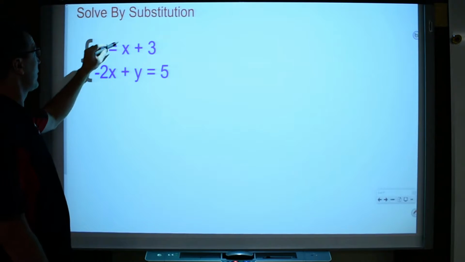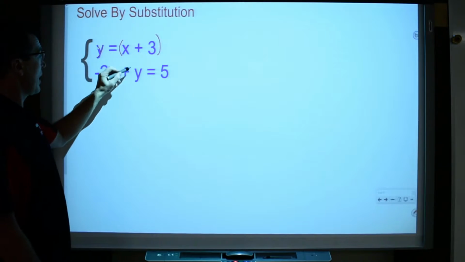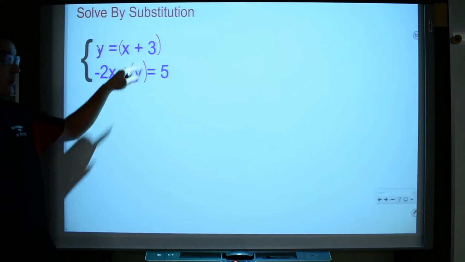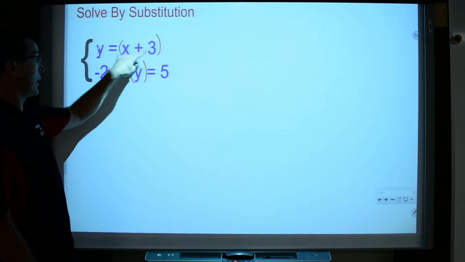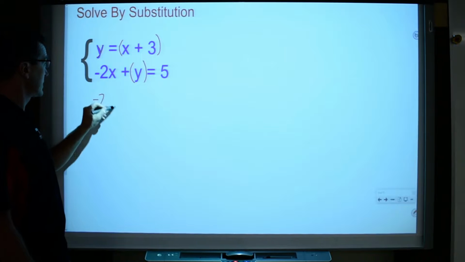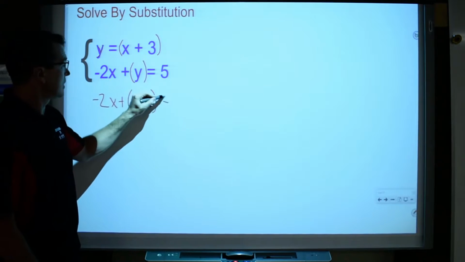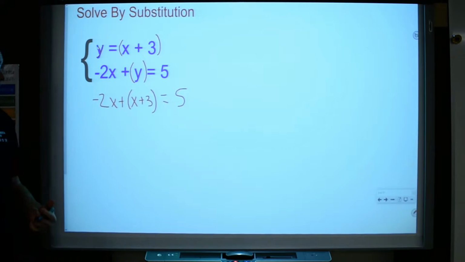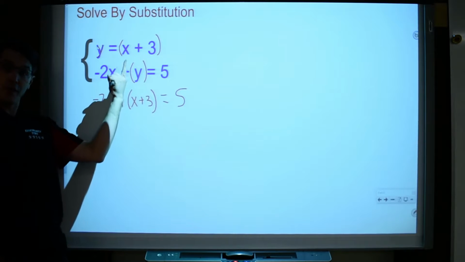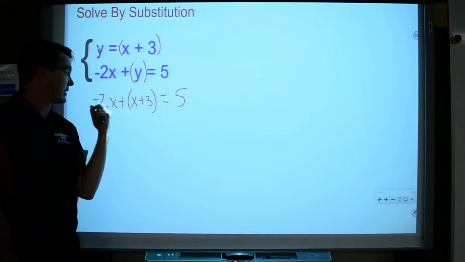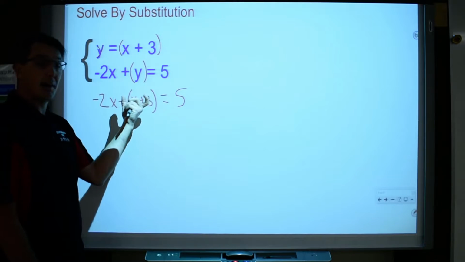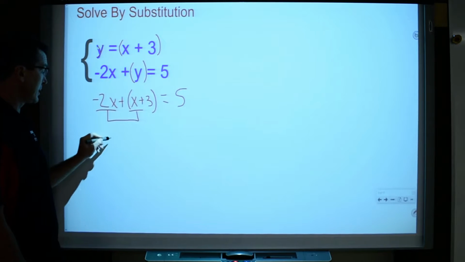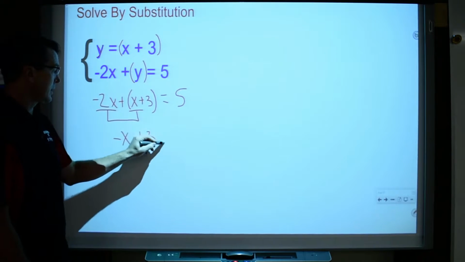I know y equals x plus 3, so in the second system, I'm going to substitute y with what it equals. So again, I'm going to replace this y with what the y equals. So I'm going to go negative 2x plus y equals 5, and the y we said was x plus 3. Now in this case, it's not a big deal because there's no coefficient in front of y, so I don't have to distribute, but I still can drop the parentheses and add like terms. For instance, I have negative 2x plus x, that's going to be negative x plus 3 equals 5.